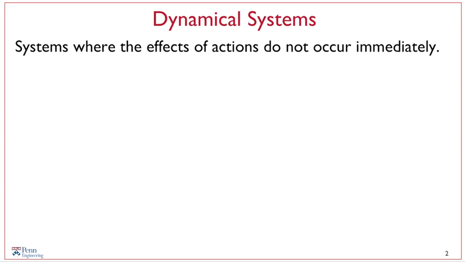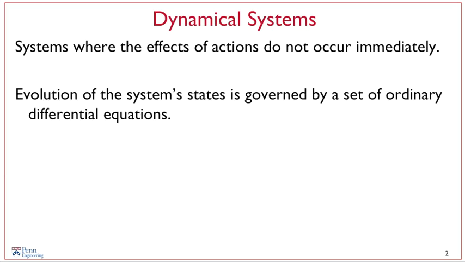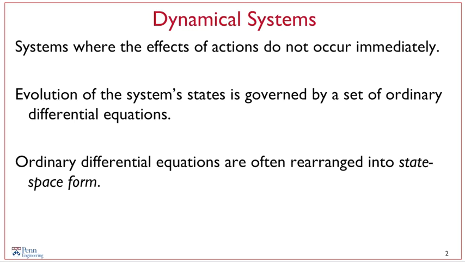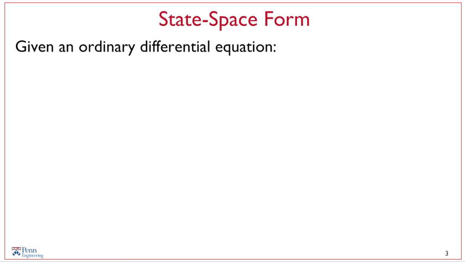We saw that the evolution of the states of these systems is governed by a set of ordinary differential equations. It is often helpful in control problems to rearrange these ordinary differential equations into state space form. This means that we represent the differential equations in the form x dot equals f of x and u, where x is a matrix of states and u is a matrix of inputs. We can do this in a very systematic manner.